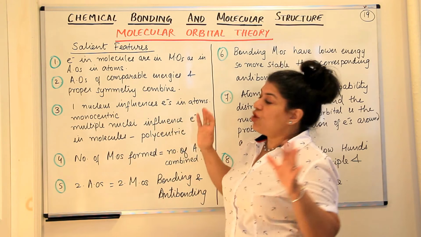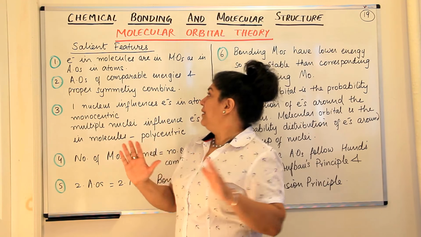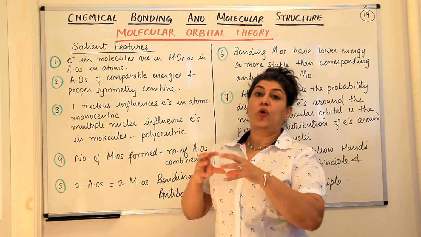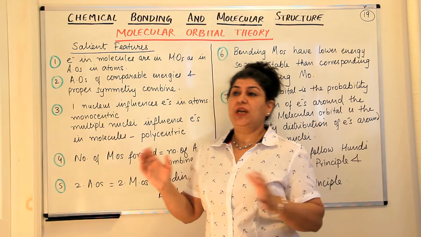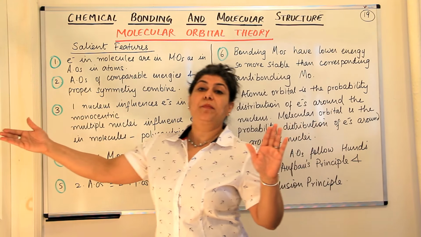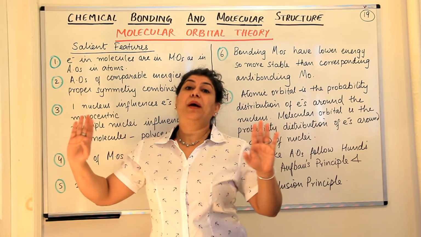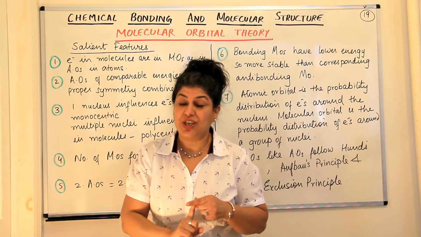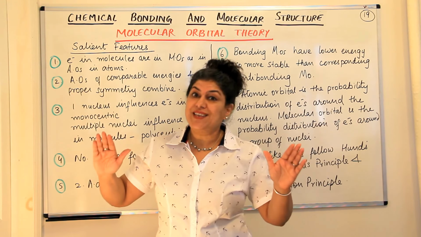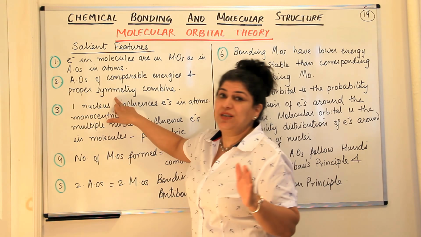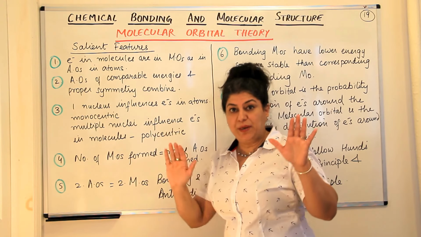So these atomic orbitals which combine, only those which have comparable energy. And since all the three p orbitals have the same energy, it means the pz of one can go and combine with px of the other? No. Pz and pz can combine because they not only have the same energy, they also have the same orientation. So we say that they should have the proper symmetry in addition to comparable energies.